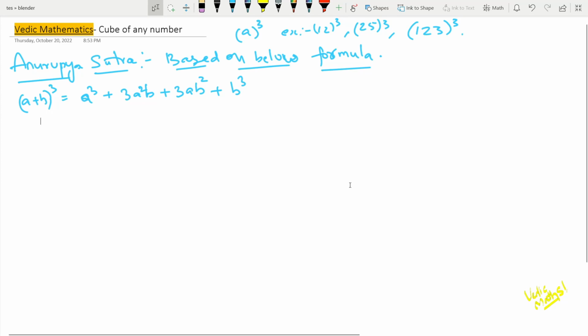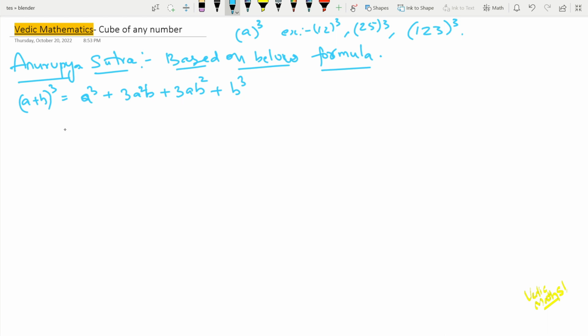Hi guys, in this video we will learn how to find the cube of any number. In Vedic Mathematics we can solve the cube of any number very easily using the Anurupya Sutra, which is based on the following formula. In mathematics we have this formula: (a plus b) whole cube is equal to a cube plus 3a square b plus 3ab square plus b cube.